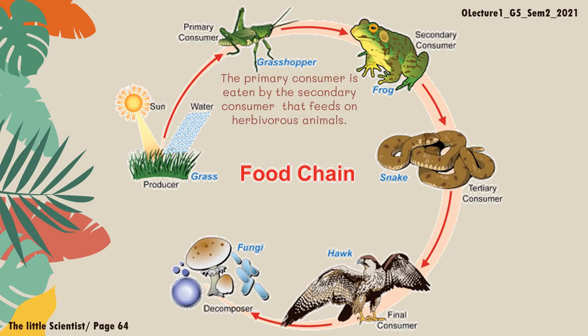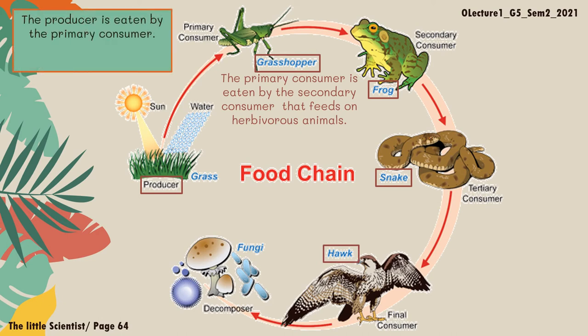Here is another food chain. It starts with a producer, which is the grass. The producer, or the grass, is eaten by the grasshopper. The grasshopper is eaten by the frog. The frog is eaten by the snake. The snake is eaten by the hawk.